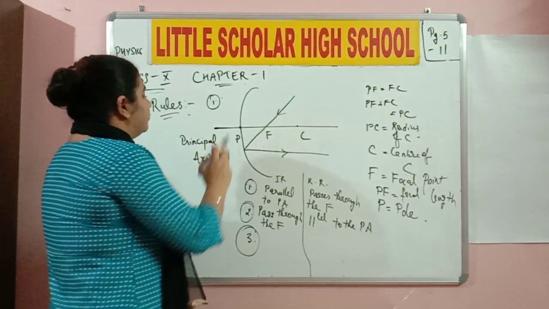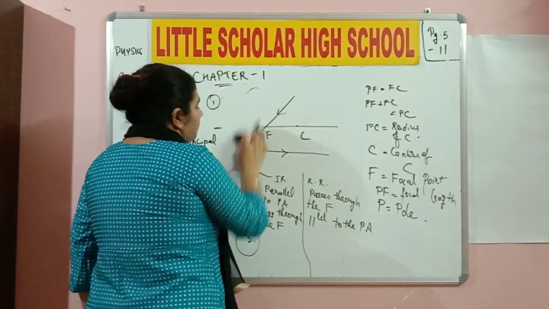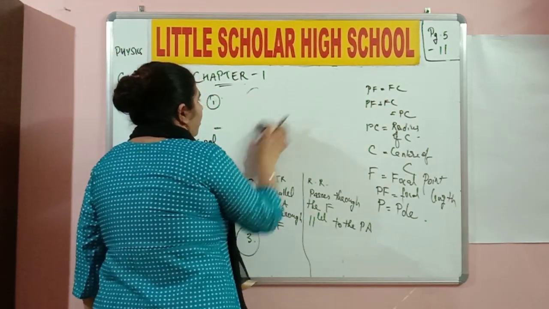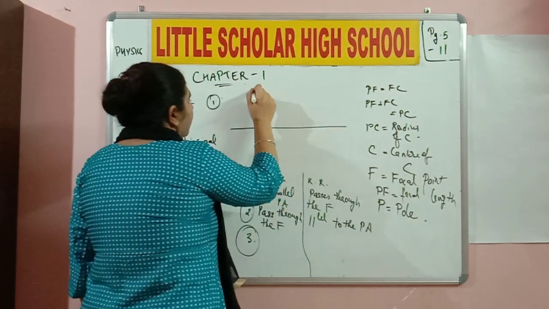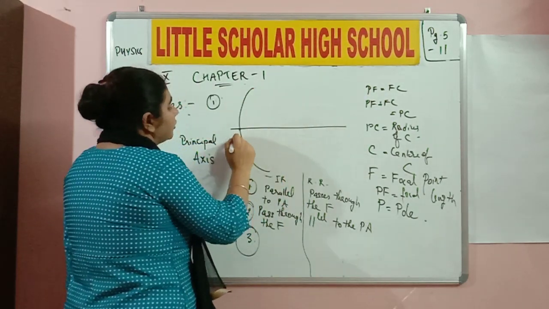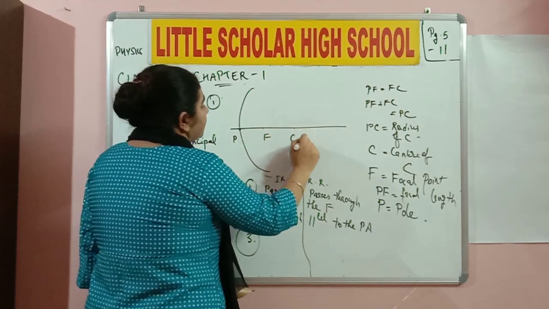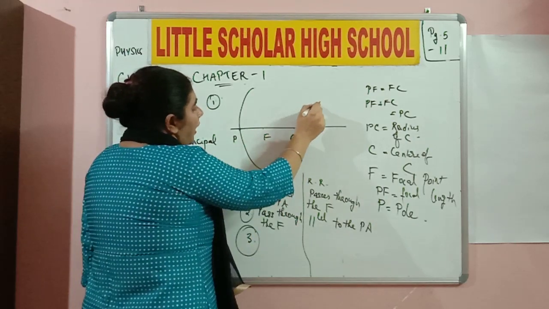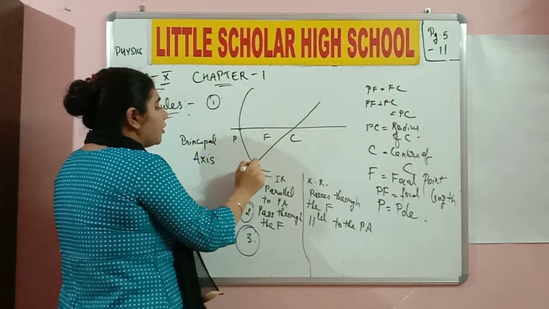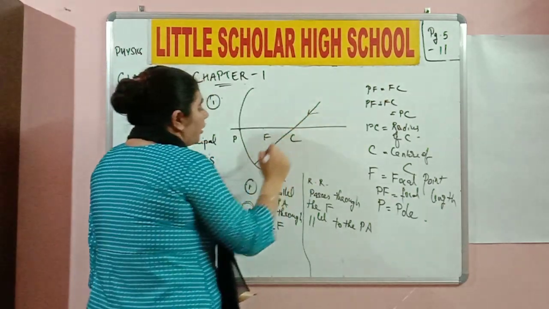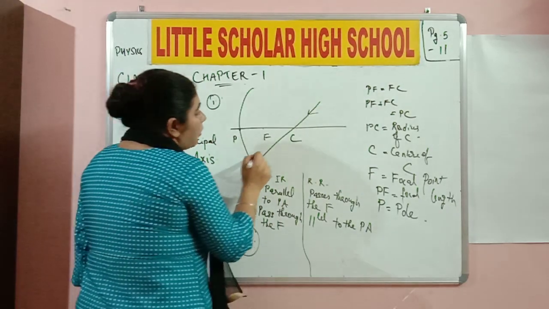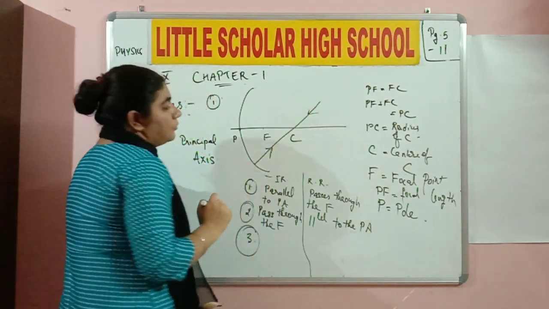Now the third rule. Third rule is the easiest. Trust me. Fine. So I have the principal axis over here and I have the concave mirror. This is the pole, this is the focus, this is the center of curvature. If I have a ray which passes through the center of curvature and reaches the concave mirror, and this is my incident ray, this means the reflected ray is also going to travel in the same line.